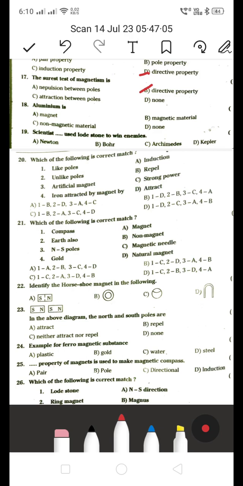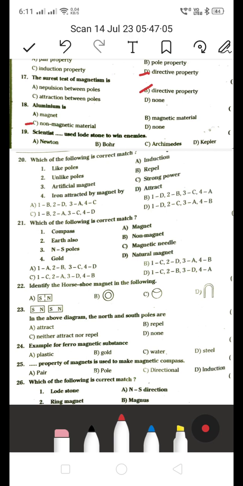Next, aluminum is A a magnet, B a magnetic material, C a non-magnetic material, or D none. Which is the right answer? Aluminum is a non-magnetic material. It's not a magnetic material.